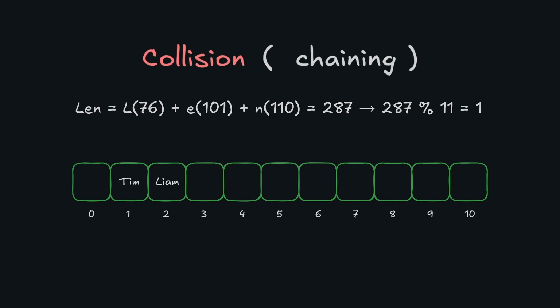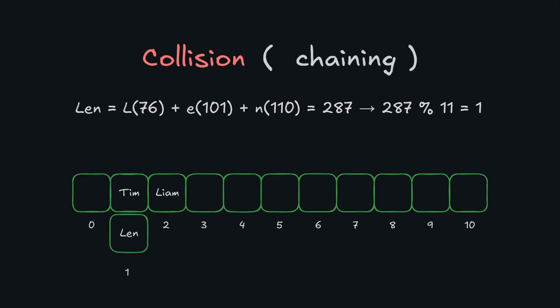The second option is chaining, also known as separate chaining. In this approach, each index of the table stores a linked list or another dynamic structure. If multiple keys hash to the same index, they are stored in that list. The advantage is that performance remains more stable even when the table becomes crowded. The disadvantage is that it requires extra memory for the additional nodes and pointers.